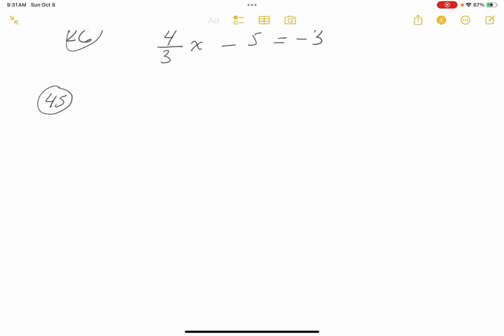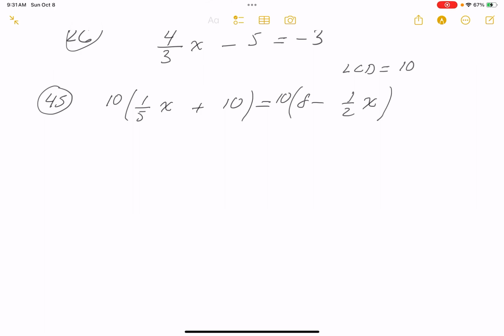What's 45? It's 1/5 of an x, and then plus 10 equals 8 minus 1/2 of an x. I'm going to do something different now. I'm going to do something that a lot of teachers do recommend, and what they recommend is to multiply both sides by the LCD. Well, the LCD is 10. So I'm going to multiply the left side by 10 and the right side by 10.